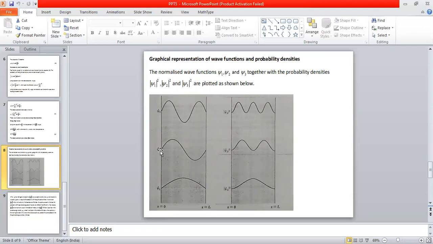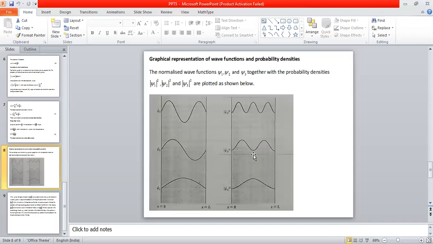At the three places, x is equal to 0, x is equal to L, and x is equal to L by 2, the value of the wave function is 0. And if we plot the respective probability density, that means if we take the function psi 2 modulus and then take the square, the graph would be something like this. According to this graph, the probability of finding the particle at x is equal to 0 is again 0, and at x is equal to L is again 0. And the probability of finding the particle midway, halfway, is also 0.